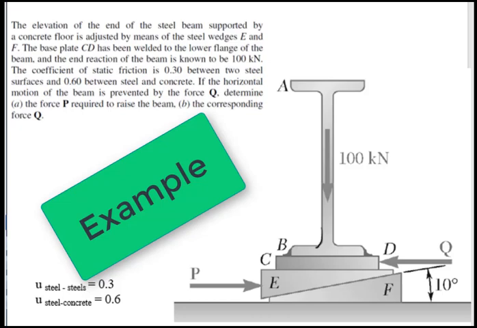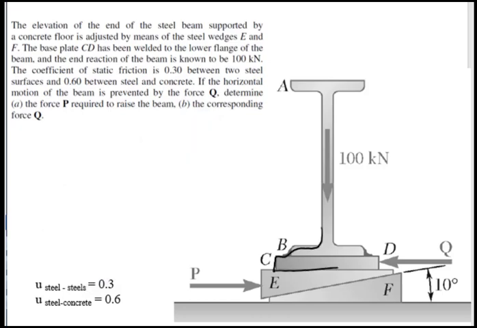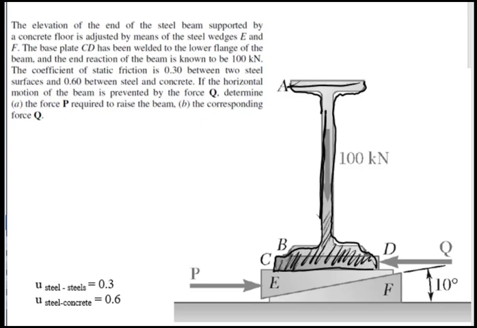Here is another example problem. This has an I-beam and wedges, and we'll deal with some friction in here. It says the I-beam is welded onto this base plate CD, so you can think of this top chunk as all one piece that's not going to separate out.